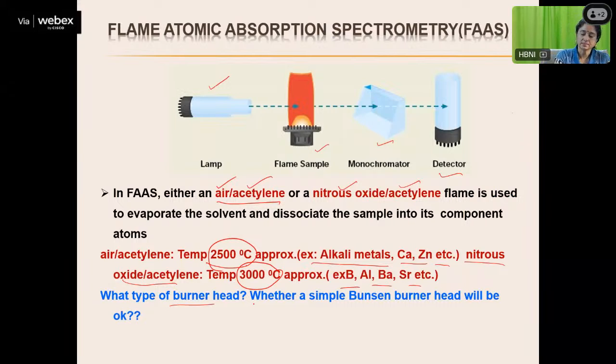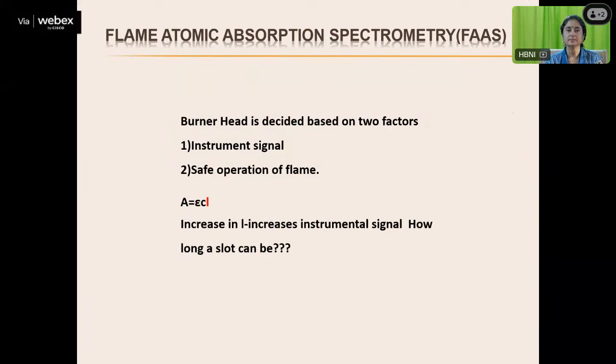Now what type of burner can be used in atomic absorption? Normally you have seen a Bunsen burner in your lab when you are heating something. It looks like this, and this is your flame. But is this type of flame sufficient for atomic absorption to happen? No, normally in atomic absorption spectrometry it is a slot type of burner.